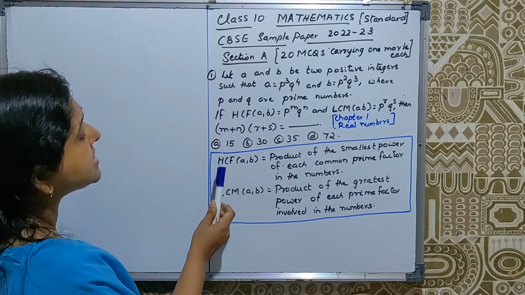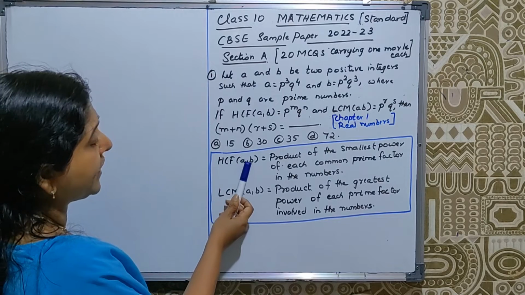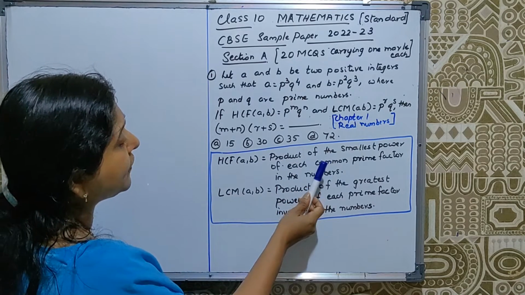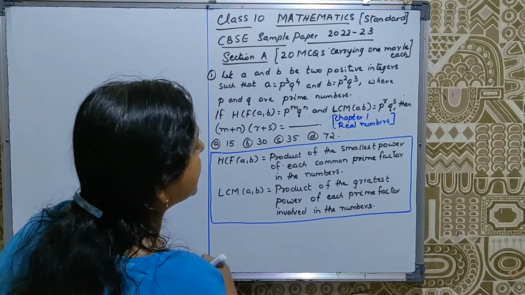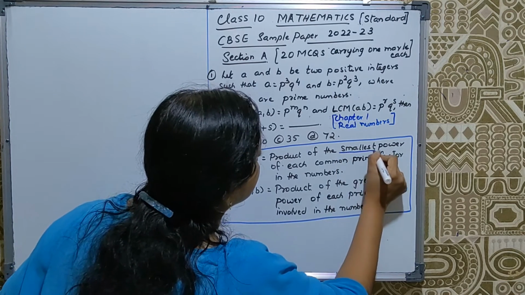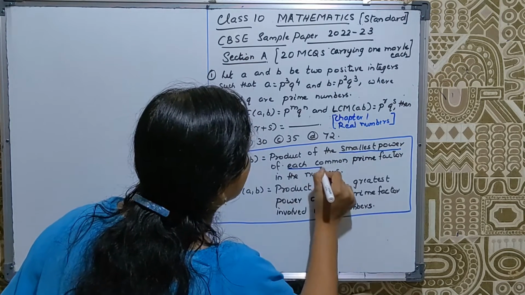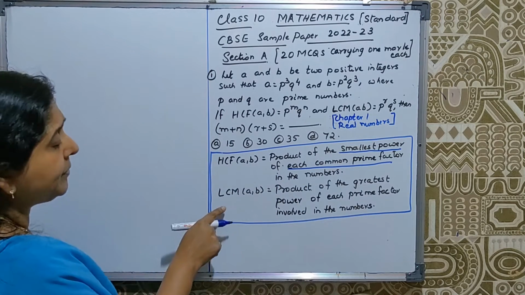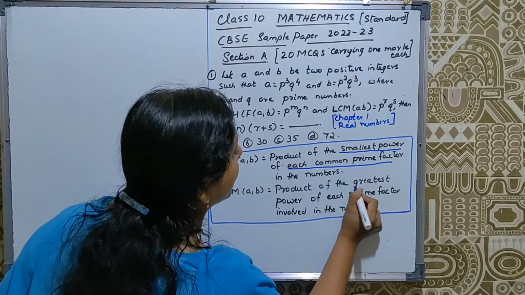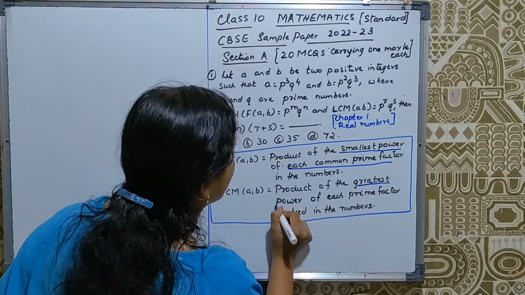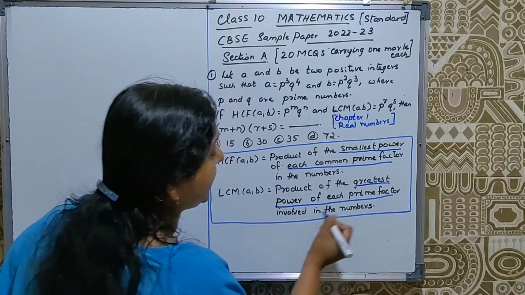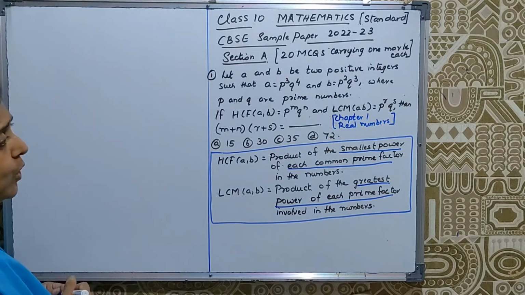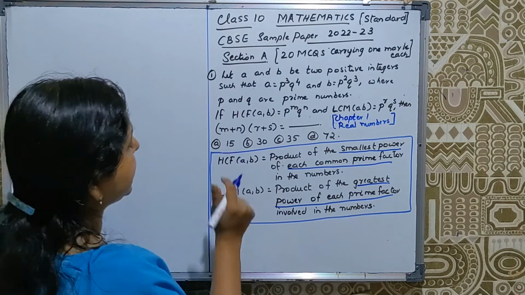Now we'll write what is this HCF. HCF of A and B will be the product of the smallest power of each common prime factor. Smallest power of each common prime factor in the numbers. Now LCM is the greatest power of each prime factor only. It is not compulsory that it should be common. Now we are writing the given data.